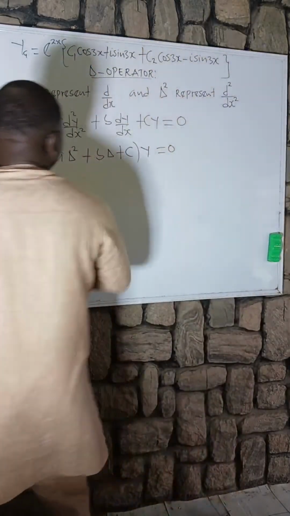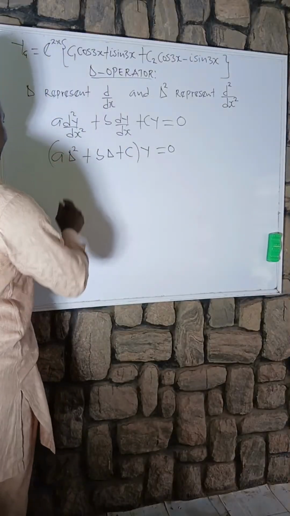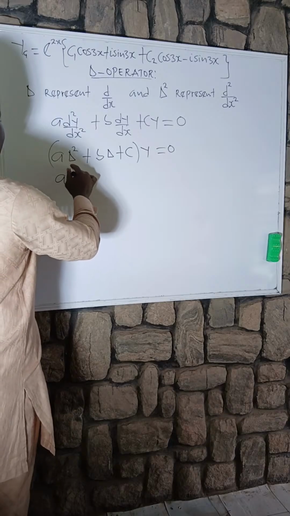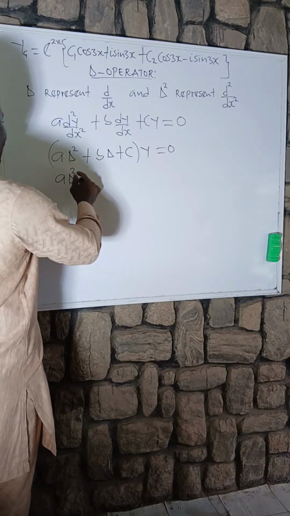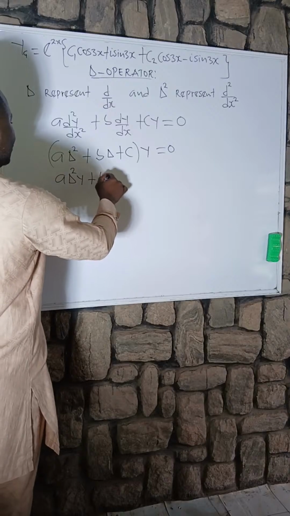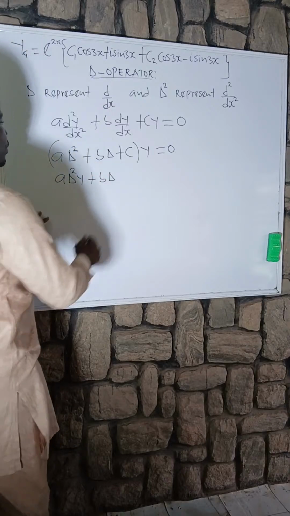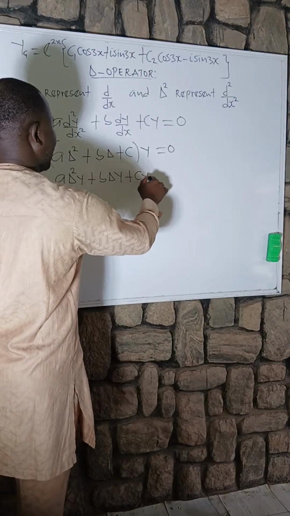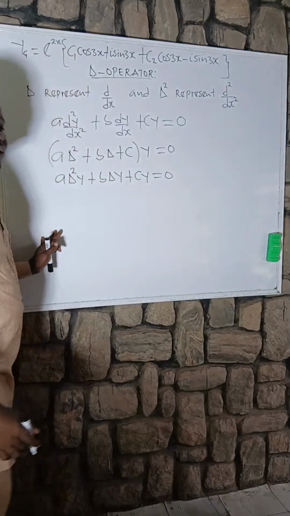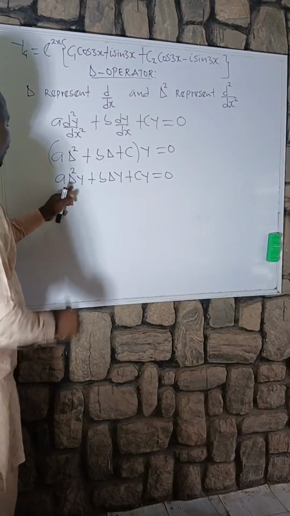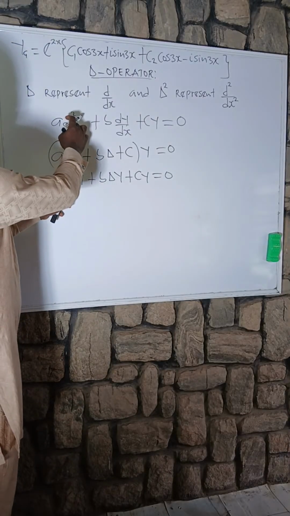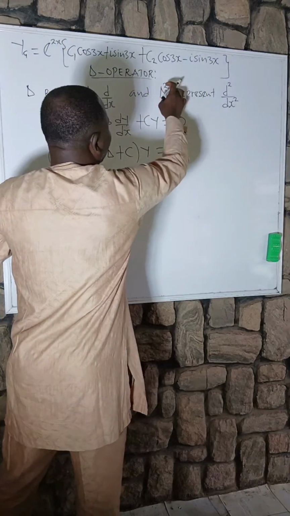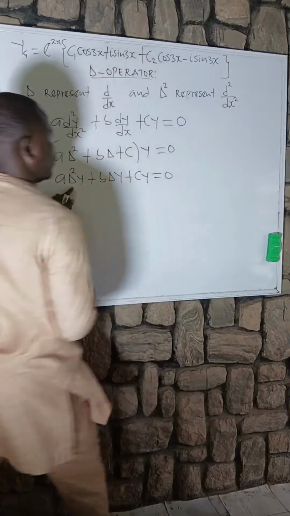This is how this thing is. We'll still get back this thing. It means this is how it is. a D operator squared y plus b D operator y plus cy equals to what? 0. So if now we replace it with this, D operator squared is d squared all over dx squared.